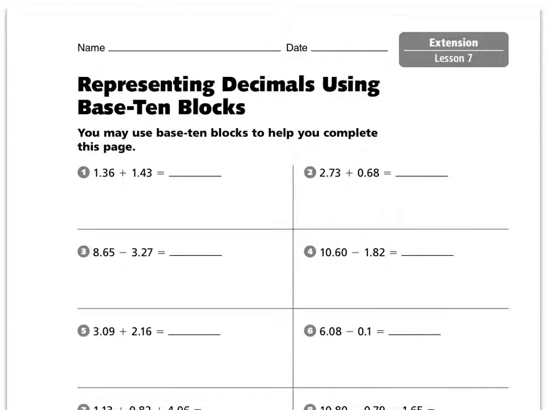Let's look at Chapter 8, Lesson 7 Extension, representing decimals using base 10 blocks. You can use base 10 blocks to help complete this page, or you can go ahead and line the problems up vertically in order to solve. So I'm going to go ahead and do that.